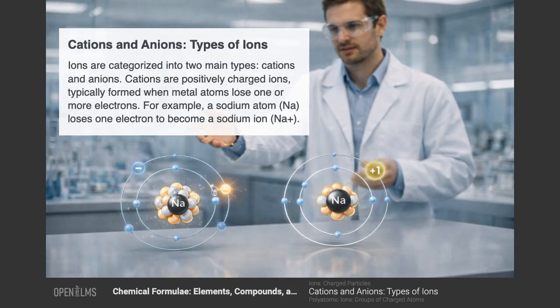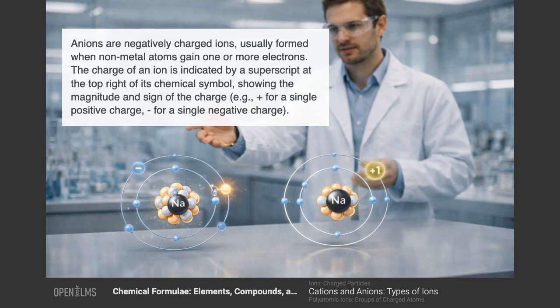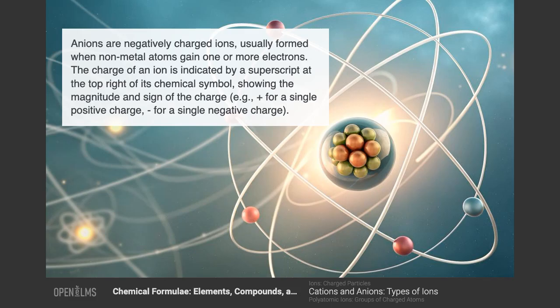Cations and anions, types of ions. Ions are categorized into two main types, cations and anions. Cations are positively charged ions, typically formed when metal atoms lose one or more electrons. For example, a sodium atom loses one electron to become a sodium ion, Na+. Anions are negatively charged ions, usually formed when non-metal atoms gain one or more electrons. The charge of an ion is indicated by a superscript at the top right of its chemical symbol, showing the magnitude and sign of the charge, e.g., plus for a single positive charge, minus for a single negative charge.